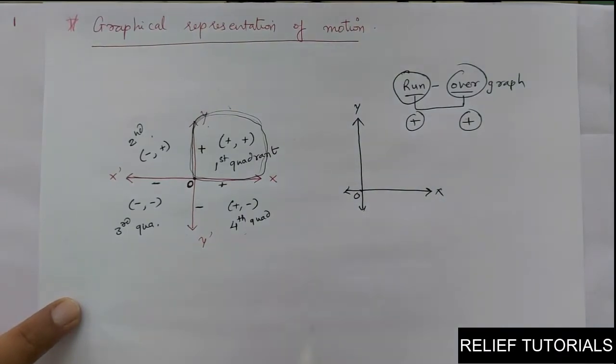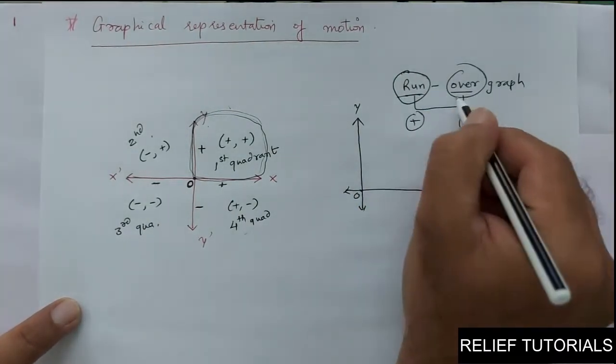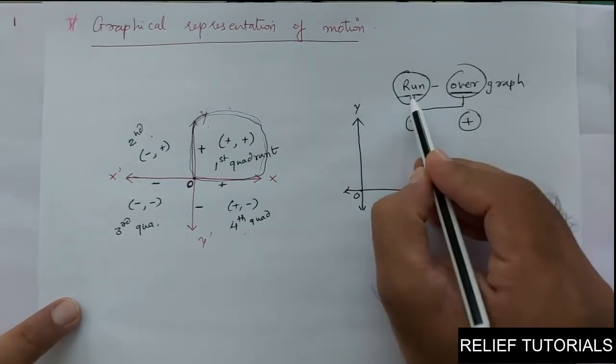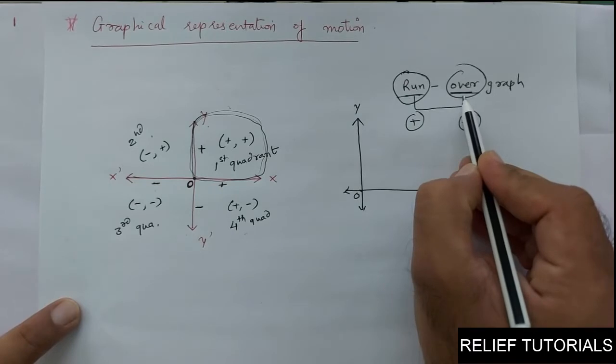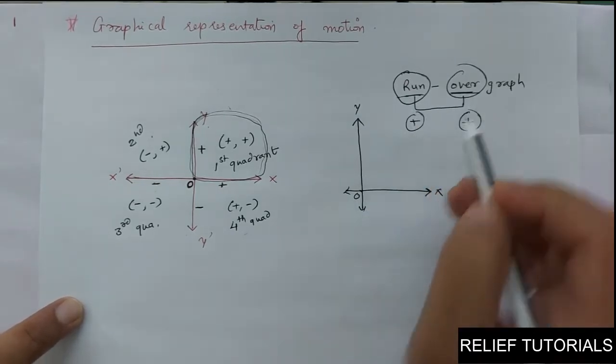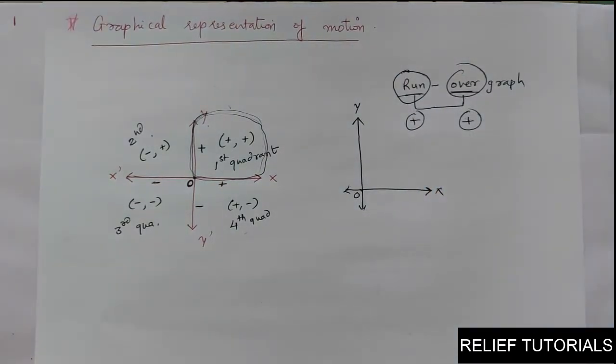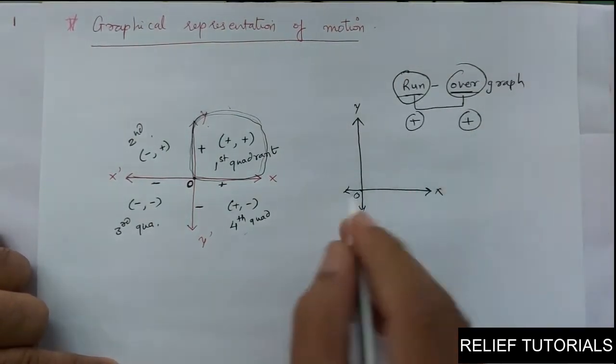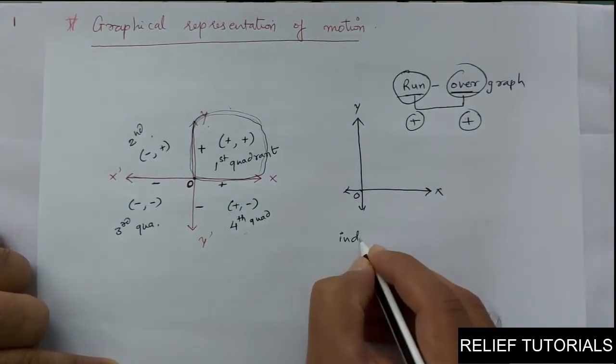Now, run and over, two things are here, just like x and y. So which quantity out of these two should be represented on the x-axis and which quantity should be represented on the y-axis? For that, first of all you decide that out of these two, run and over, which quantity is independent?